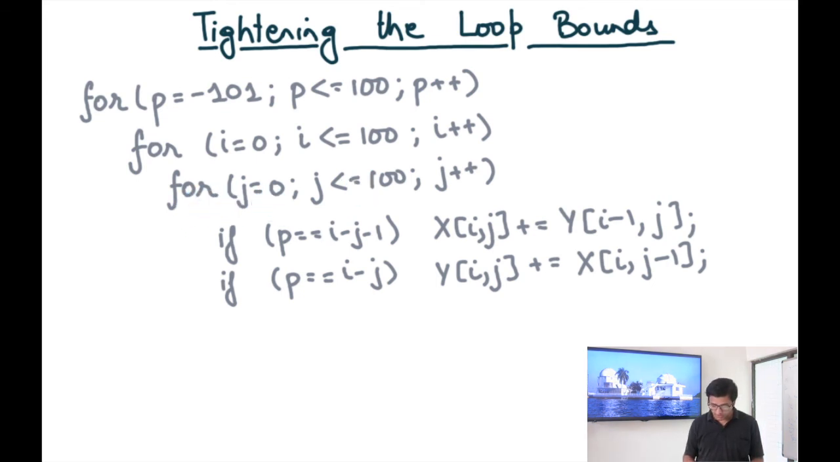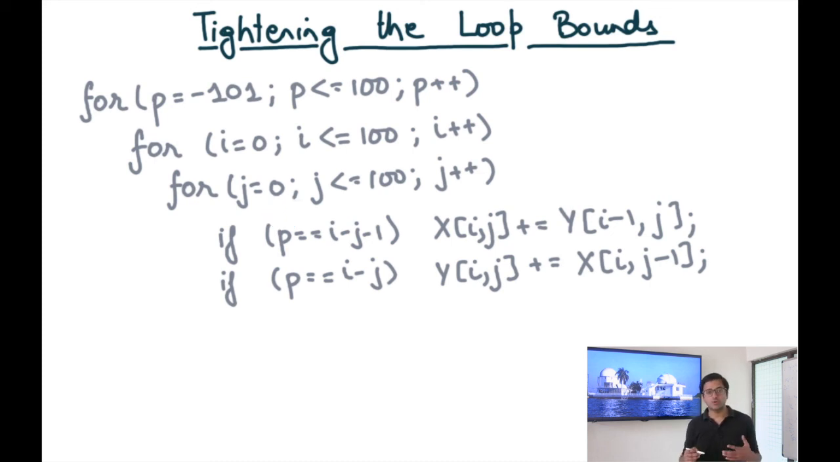from 0 to 100, but these statements will only execute for one value of J. For example, S1 will execute for the value of J which matches P equals I minus J minus 1. In other words, it will execute for J equals I minus P minus 1. Similarly, the second statement S2 would execute for J equals I minus P. So each of these statements is only going to execute for one value of J for a given P and I, then why would you iterate over 100 values of J unnecessarily?